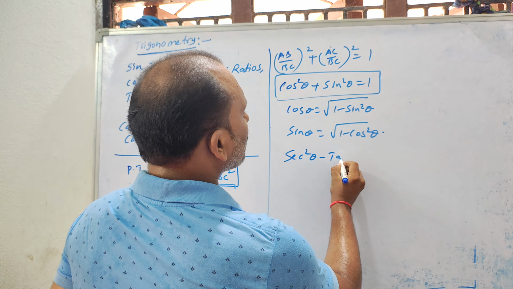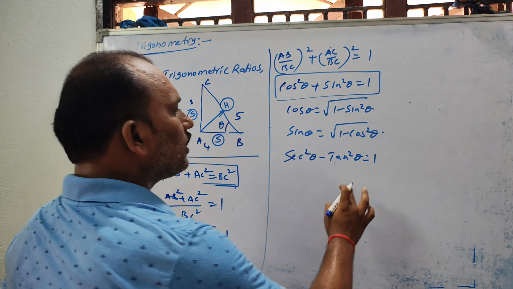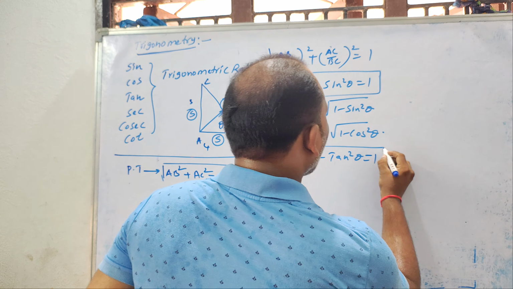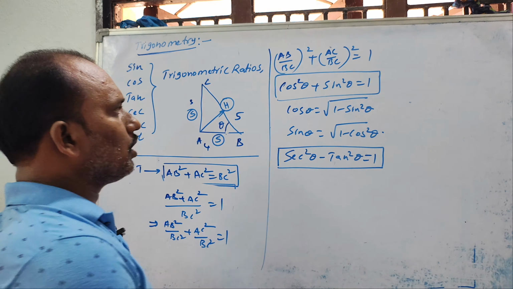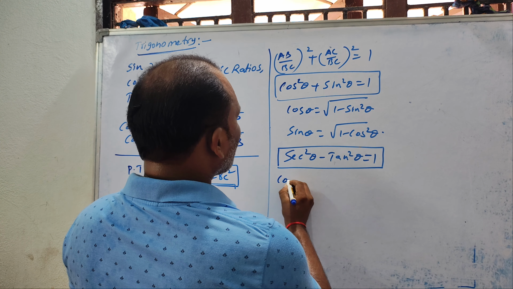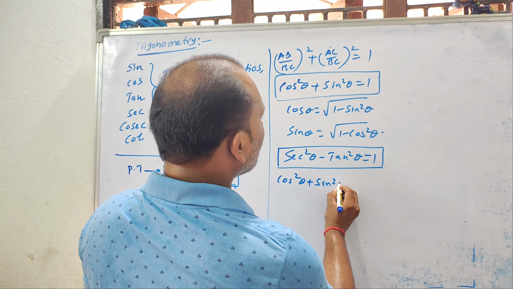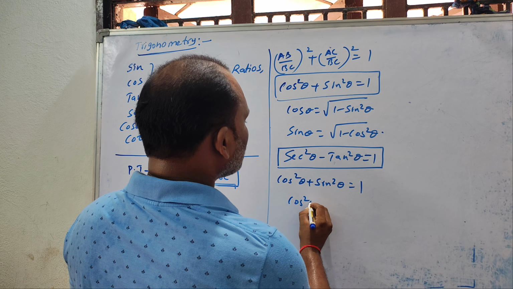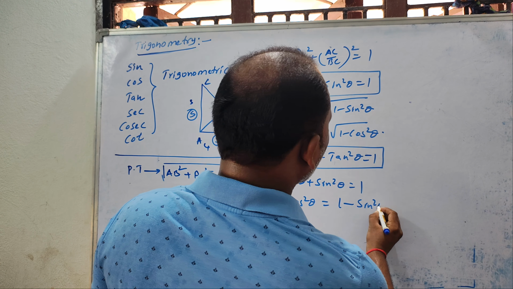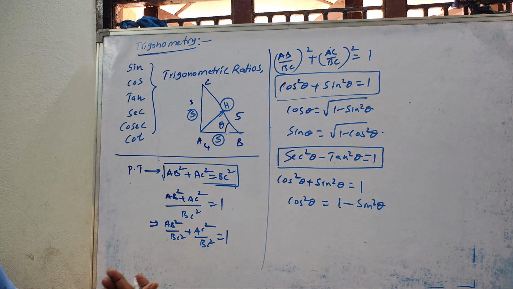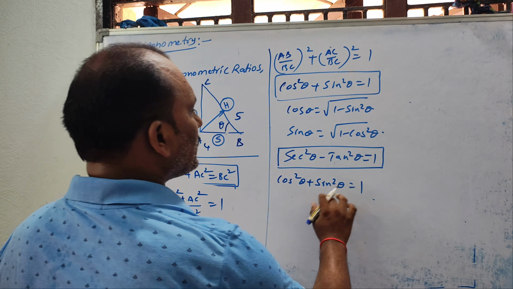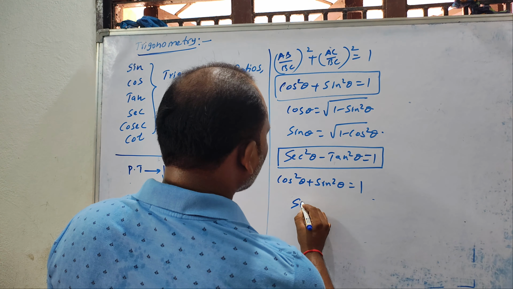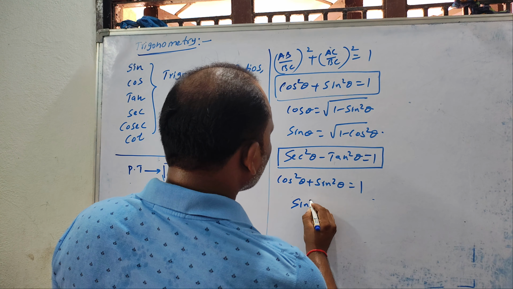Secant square theta minus tan square theta is equal to 1. How do we get this formula? We have to learn the derivations also, to understand the concept. So let us take cos square theta plus sin square theta is equal to 1. So cos square theta is equal to 1 minus sin square theta. Understood, I hope. I want secant square theta. For that, what do you do? Simple: sin square theta is equal to 1 minus cos square theta.